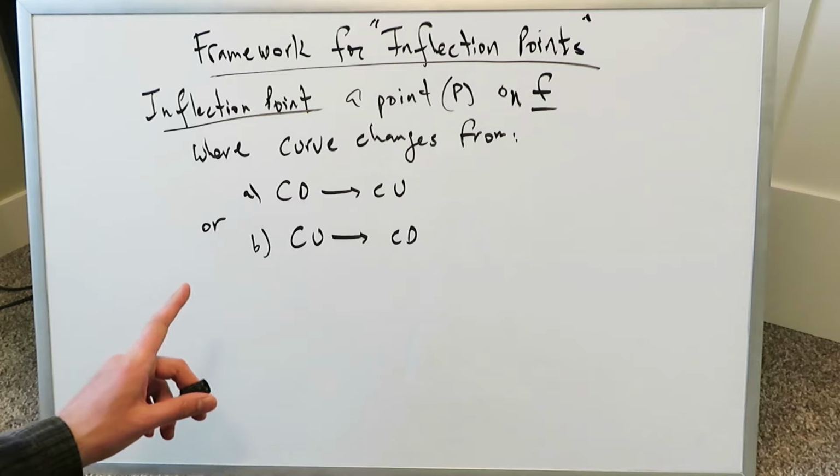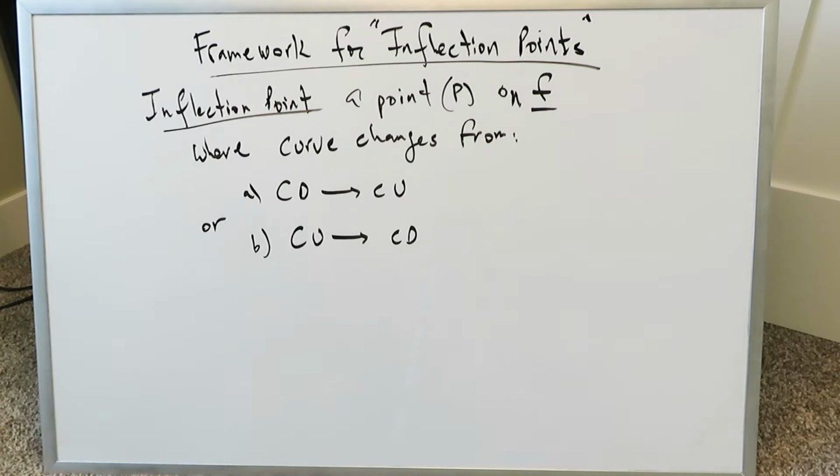Now, given that background, let's specifically talk about an inflection point. An inflection point is a certain position or a point P on your curve, on that continuous function, where the curve will change its curvature.